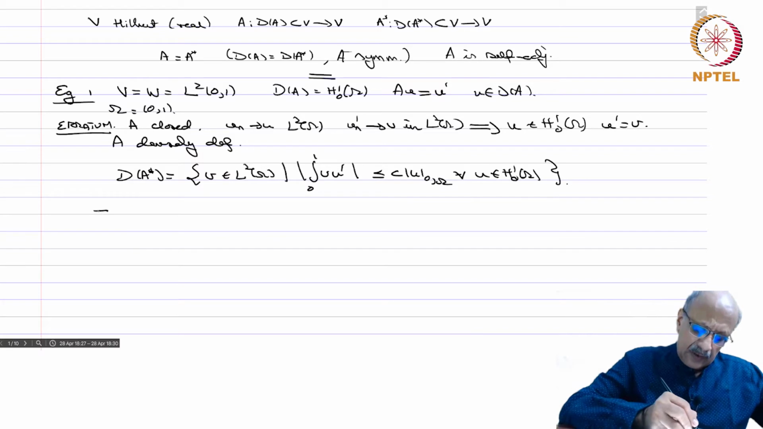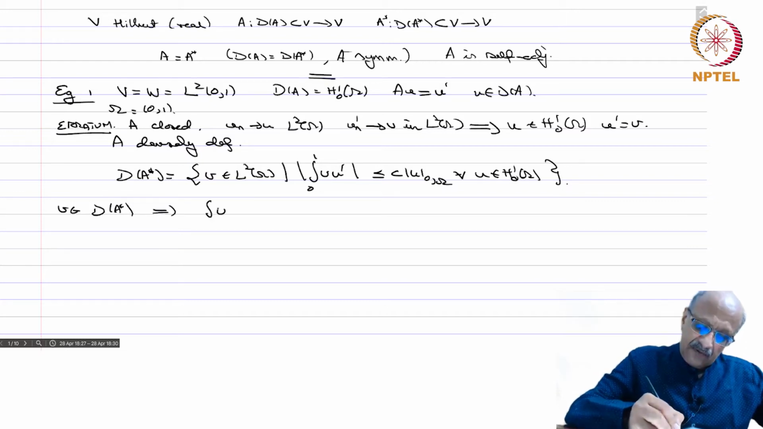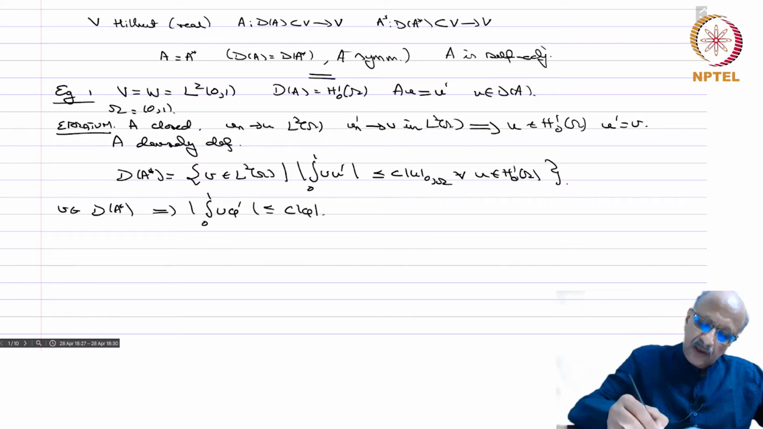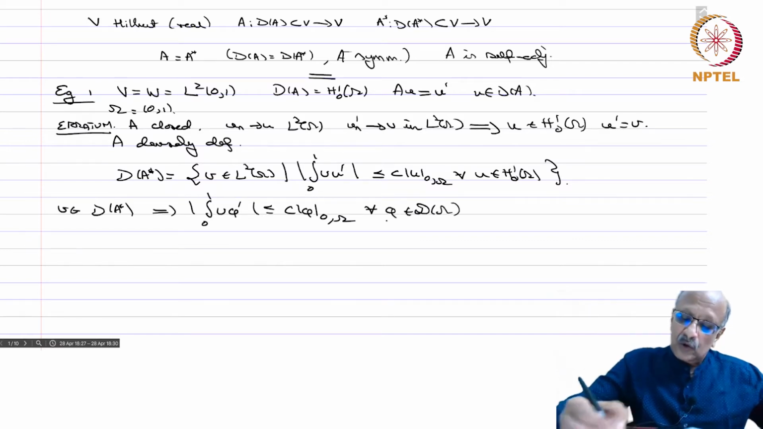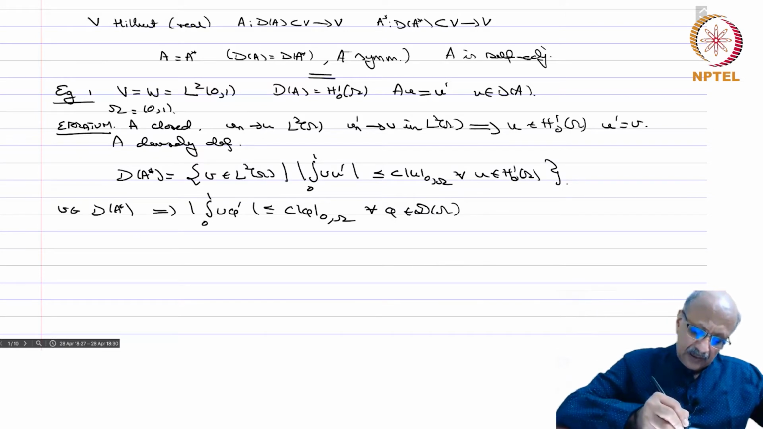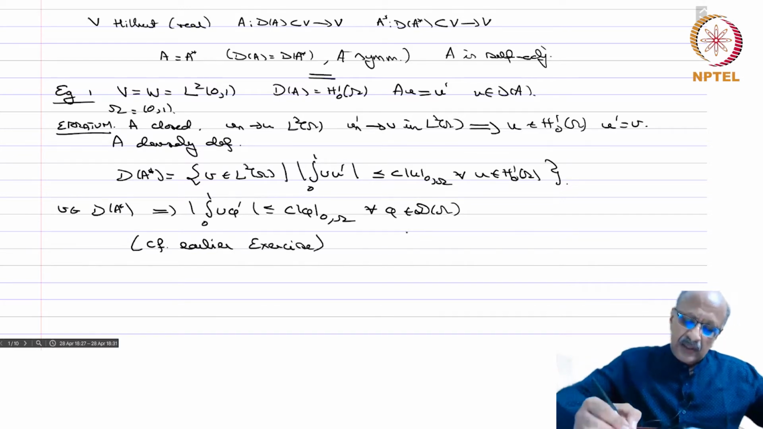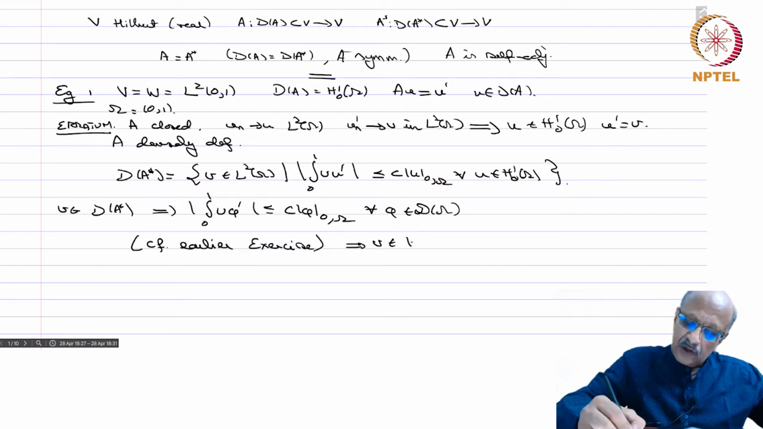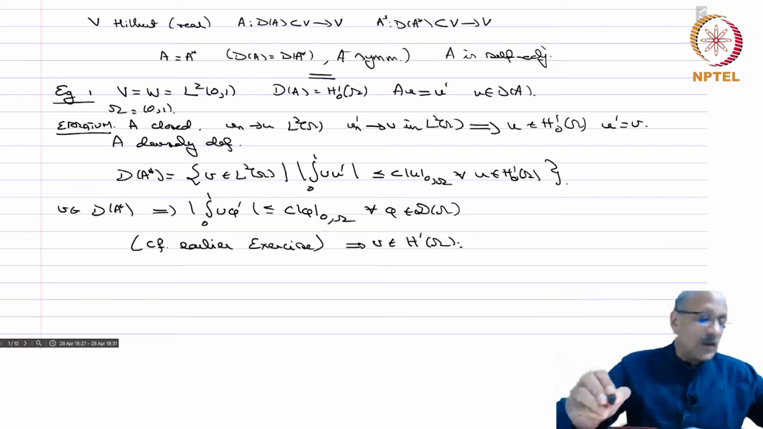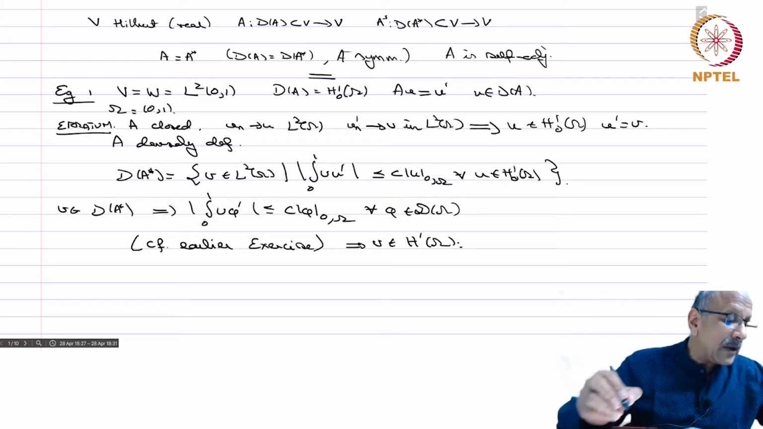Okay. So if v belongs to D(A star), this implies that the integral of v phi dash from 0 to 1 is less than or equal to C times the norm of phi in L2(omega) for every phi in D(omega), because H1_0 of omega is the closure of D(omega). And then we have seen, compare the earlier exercise on Sobolev spaces, that this implies that v belongs to H1 of omega.